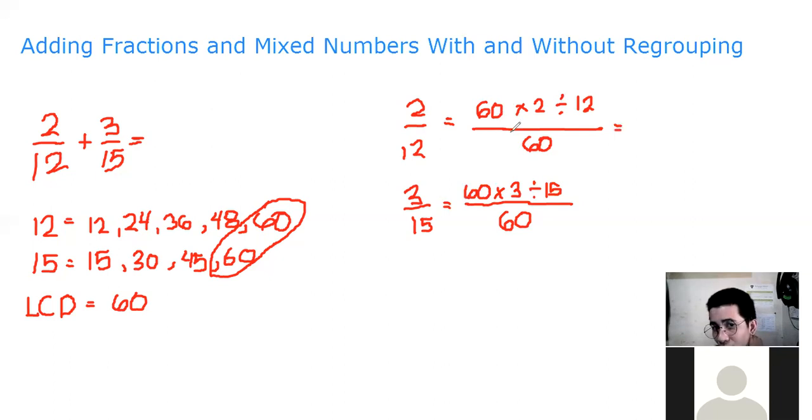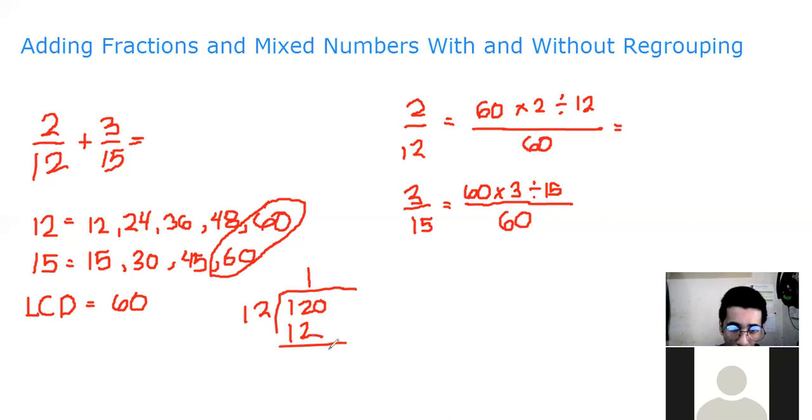Dito muna tayo sa taas. We have 60 times 2. What is 60 times 2? That is 120. Magkakaroon tayo ng 120. Ngayon, na-times na natin, 60 times 2, 120. Ngayon, i-divide naman natin siya kay 12. 120 divided by 12. So, 12 divided by 12, that is 1. 1 times 12, 12.